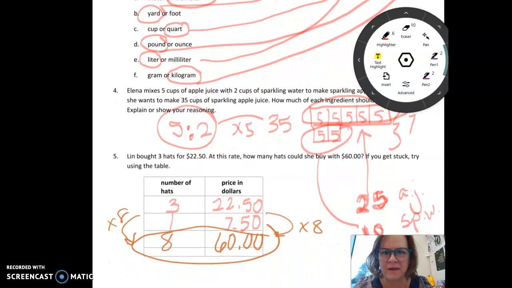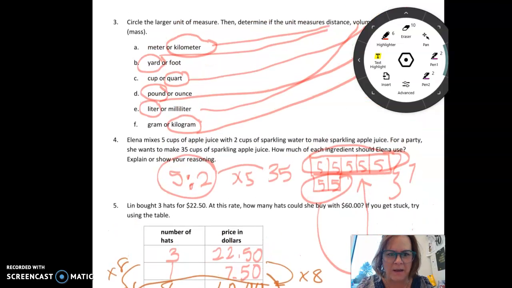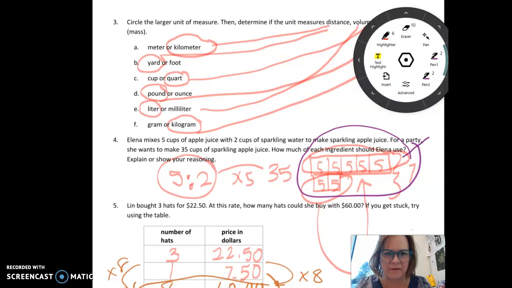All right, in this next one, we're talking about a juice mix, and I want you to see that I'm using a strategy that we learned in the last unit, using a tape diagram. So Elena mixes 5 cups of apple juice with 2 cups of sparkling water. And you see how I created a tape diagram here to represent the 5 parts of apple juice and the 2 parts of sparkling water. And so if I look at how many total parts I have, 7 total parts.